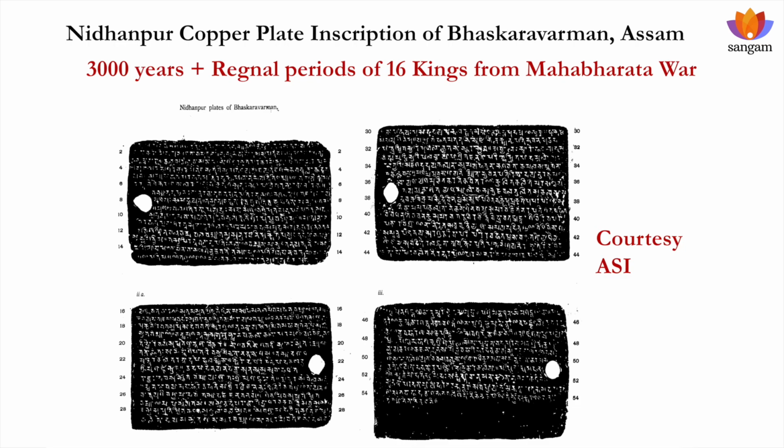So it mentions that from Bhagadatta there are 16 regnal periods, 16 kings, and 3,000 years where the names were not mentioned. So it mentions the period from the Mahabharata up to the period of Bhaskara Varma. The Dubi copperplate and the Nalanda clay plate mention the same genealogy. What is the period of Bhaskara Varma?